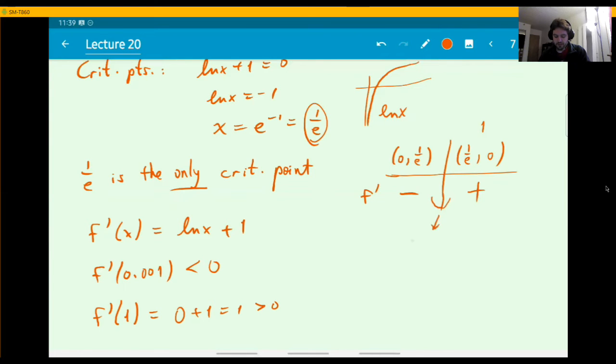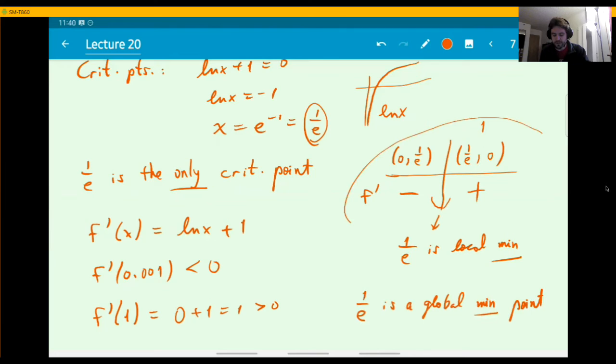This means that 1 over e is a local minimum. And to connect this back to what we were just talking about, because it is the only one, it must also be global. 1 over e is a global minimum point. But I would say that the value in this example is really, once again, the first derivative test. All this business here: finding the derivative, checking its sign around the critical points. But let's move on to other topics.